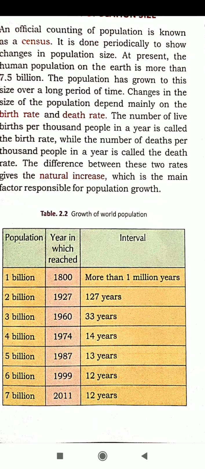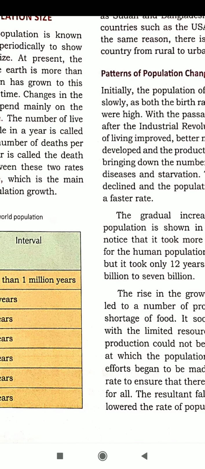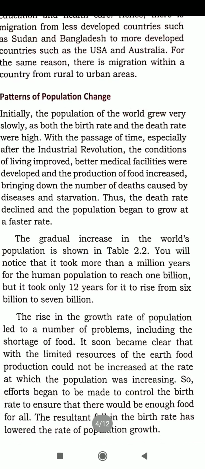The rise in the growth rate of population led to a number of problems, including shortage of food and unemployment. We find the scarcity of education facilities, medical facilities, and even houses. It soon became clear that with the limited resources of the earth, food production could not be increased at the rate at which the population was increasing. So efforts began to be made to control the birth rate to ensure that there would be enough food for all. The resultant fall in the birth rate has lowered the rate of population growth.